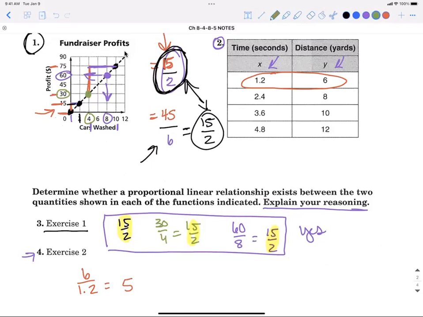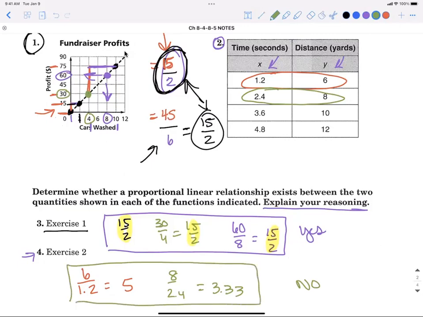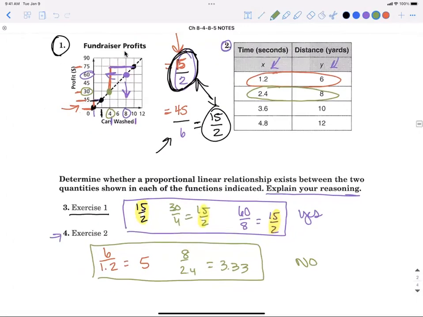Now let's go to the next point and create a proportion out of that y and x. So 8/2.4. Well, if I put in my calculator 8 divided by 2.4, I get 3.333. Well, I can stop. I don't even have to keep going because it doesn't match already. I can answer no, it is not proportional. And again, for explain your reasoning, as long as you show me this, that's all you need to do to explain. All right, so that is it.